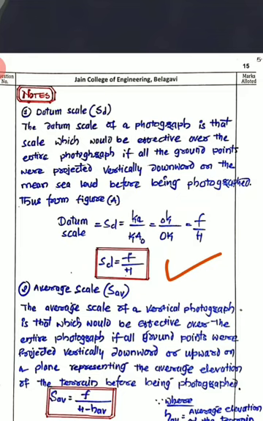Similarly, average scale, that is SAV, that equals to f divided by capital H minus small HAV. Small HAV is the average elevation of the terrain. Now this average scale of a vertical photograph is that which would be the effective over the entire photograph if all ground points were projected vertically downwards or upwards on the plane representing the average elevation of terrain before being photographed. So you can determine the datum scale also, you can determine average scale also. These two you can do. Just remember the formulas for these two.